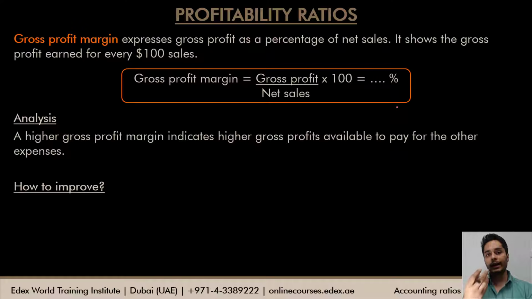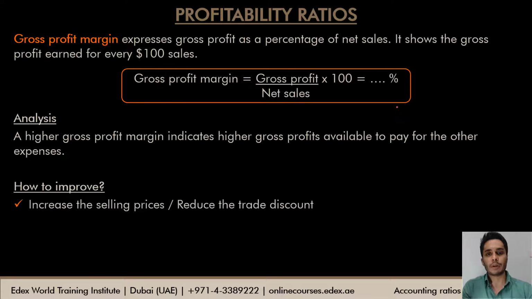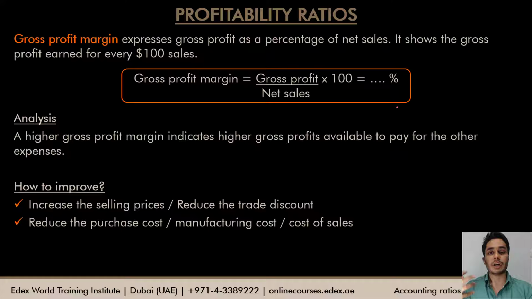So if somehow I can improve my selling price or reduce my cost price, I'll be able to earn a higher gross profit for every $100 sale. So my first step to improve gross profit margin would be increasing the selling price or reduce the trade discount that you offer to the customers. Second way would be to reduce the purchase cost or the manufacturing cost so that the cost of sales can be reduced.